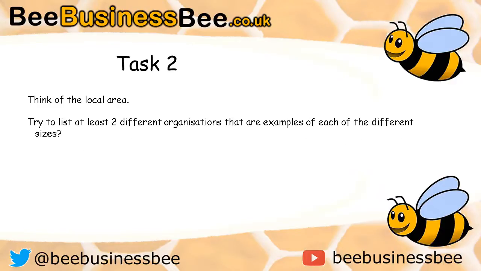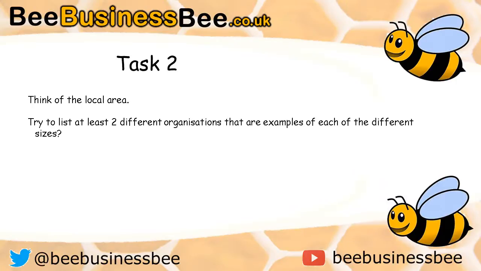Okay, let's try and think of the local area. In your local area, try and list at least 2 different organisations that can be an example of each of the different business sizes. So you want 1 for micro, 1 for small, 1 for medium, and 1 for large. And then when you've done that, try and think of another one and add another one to that list. You may want to pause the video while you complete that part of the activity.